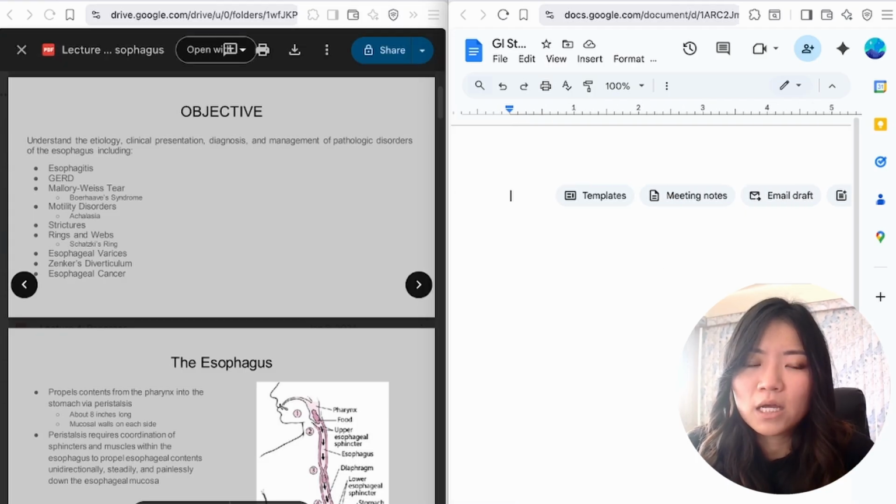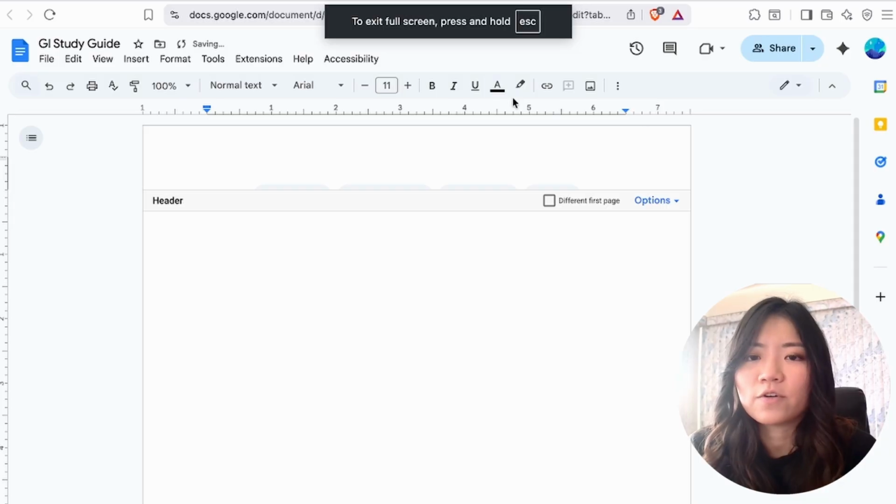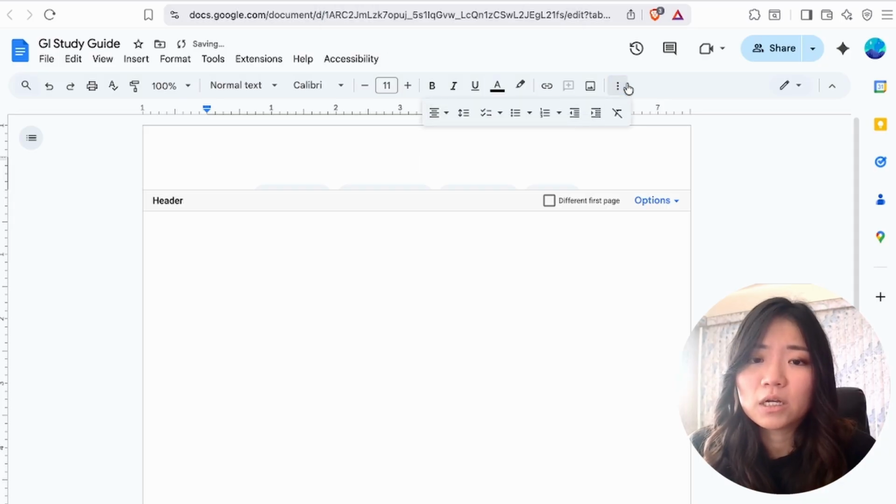In terms of formatting, you can definitely do this however you like to. This is how I would. So first, Calibri is my favorite font.